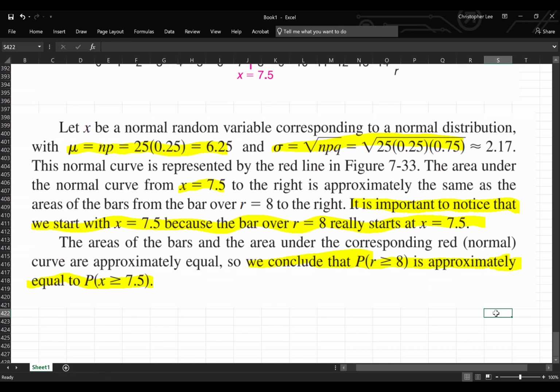The area under the normal curve from x equals 7.5 to the right is approximately the same as the area of the bars from the bar over r equals 8 to the right. It is important to notice that we start with x equals 7.5 because the bar over r equals 8 really starts at x equals 7.5. The areas of the bars and the areas under the corresponding red normal curve are approximately equal, so we conclude that the probability of r greater than or equal to 8 is approximately equal to the probability of x greater than or equal to 7.5.